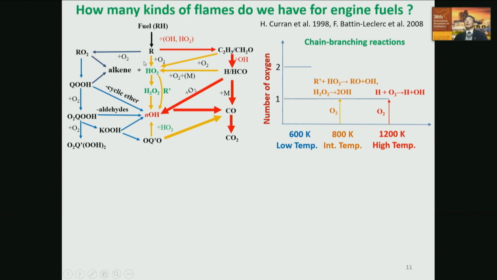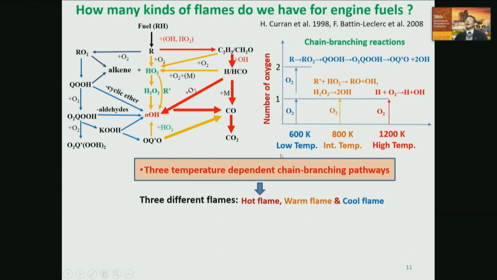However, in low temperature combustion, the fuel radicals react with oxygen and form peroxide radicals, but then add another oxygen and generate O2QOOH and even dissociate into multiple radicals. So summarizing, at low temperature combustion, you have two oxygen addition processes, and the fuel radicals react with oxygen and then become multiple radicals. So you have three temperature-dependent chain branching reactions. Therefore, that defines that you will have three flames.